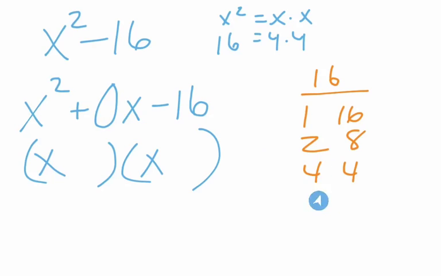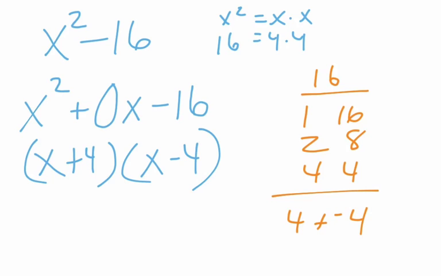But I can get a 0 from 4 and 4 if I subtract them. So if I have a positive 4 and a negative 4, then that would multiply to give me negative 16 and add to give me 0. And so we would have a positive 4 and a negative 4.